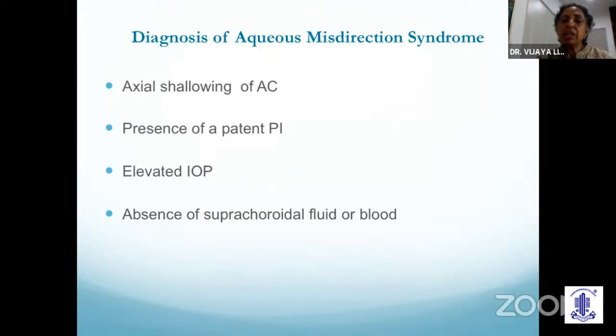So what do we see clinically whenever there is aqueous misdirection? We see axial shallowing of the anterior chamber. That means absolutely no anterior chamber and the entire lens iris diaphragm has moved forwards. There will be presence of a patent PI. That's how we differentiate it from pupillary block. There will usually be elevated intraocular pressure, except in cases where the bleb is still functioning; you can have aqueous misdirection even with normal intraocular pressure. And one should make sure there is no other cause for the lens iris diaphragm shifting anteriorly, that is mainly suprachoroidal fluid or blood.